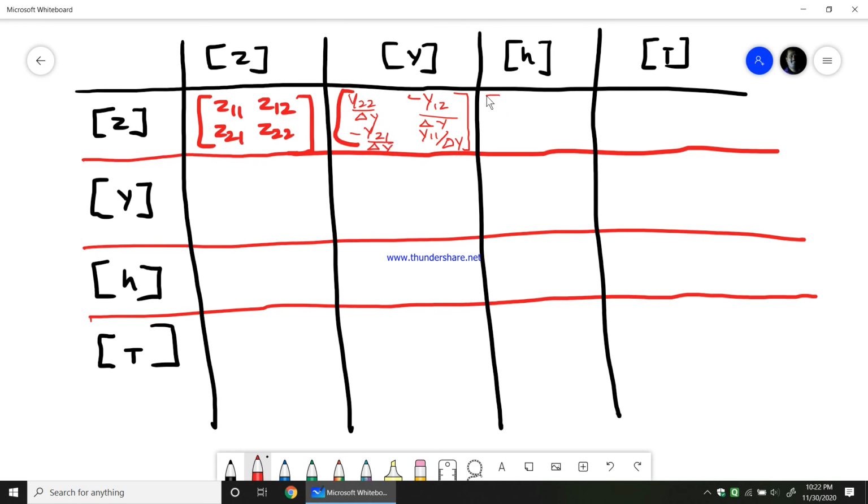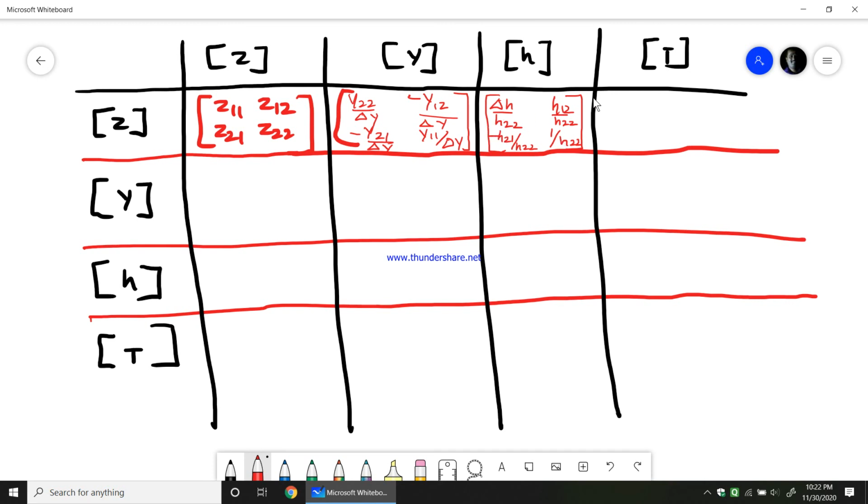Now similarly, if you derive for Z parameters in terms of H parameters, then you do get delta H by H22, and then H12 by H22, and then minus H21 by H22, and then 1 over H22. So this is Z11, Z12, Z21, Z22 in terms of H parameters.